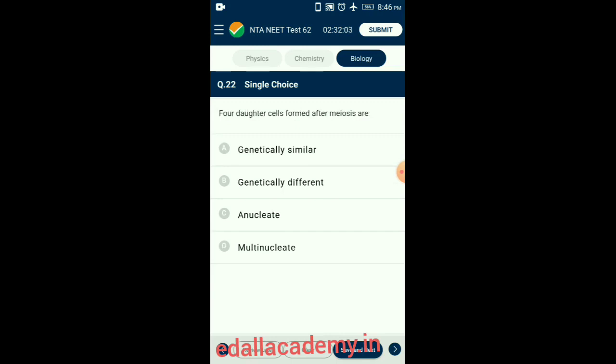Question number 22. The four daughter cells formed after meiosis are. During meiosis, the process of recombination occurs and the daughter cells have half the number of chromosomes with respect to parent cells. Therefore, each of the daughter cells formed will be genetically different. So the answer is option B, genetically different.